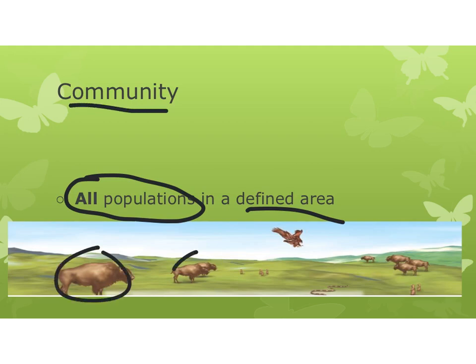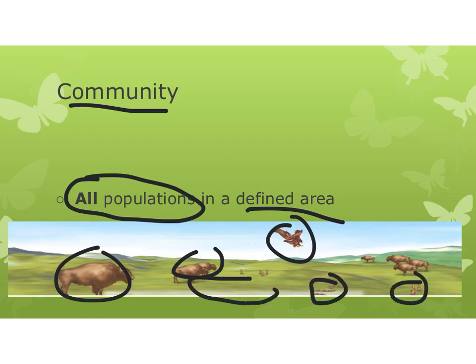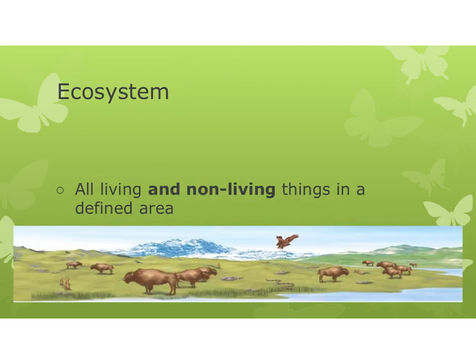Now, if I take all the populations in a defined area, that's known as a community. So if I have all the bison in an area, but also all the hawks, and all the rattlesnakes, and all the prairie dogs, but also all the grass, and all the bacteria that are living in the soil, and all the mushrooms that are growing in this field, that would all be a community: all the living things, all the populations living in a defined area. The next biggest level is called an ecosystem, and this is when I add in the non-living things. So living and non-living things in a defined area.